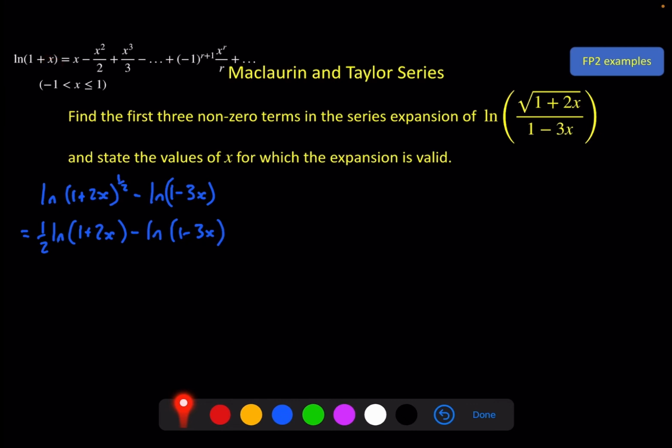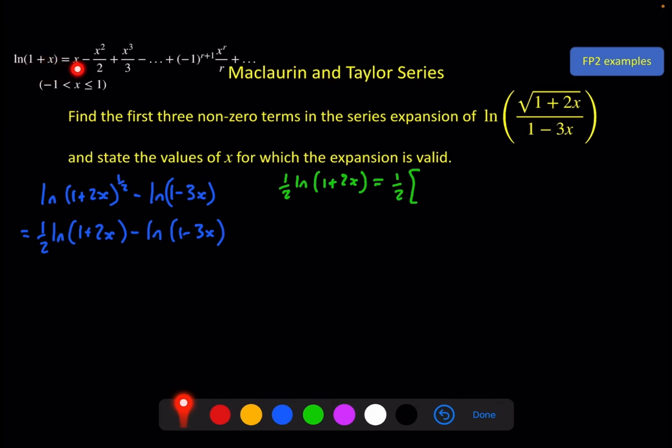And you could go ahead and plug these in one big expression, but to save having a plus dot dot dot halfway through and at the end, I'm going to do these two separately and put them back together at the end. So a half log of 1 plus 2x here in green is equal to a half times the expansion of log of 1 plus 2x, which is the same as this expansion, but with a 2x instead of an x.